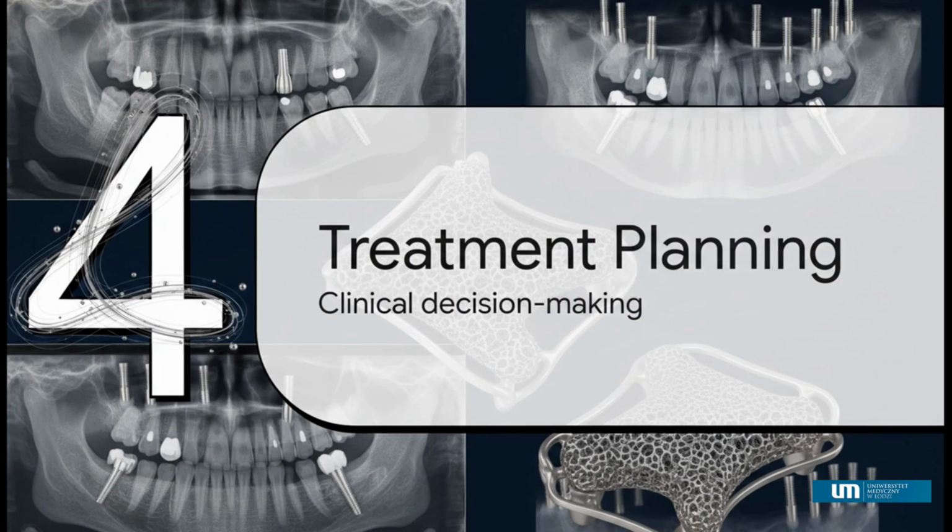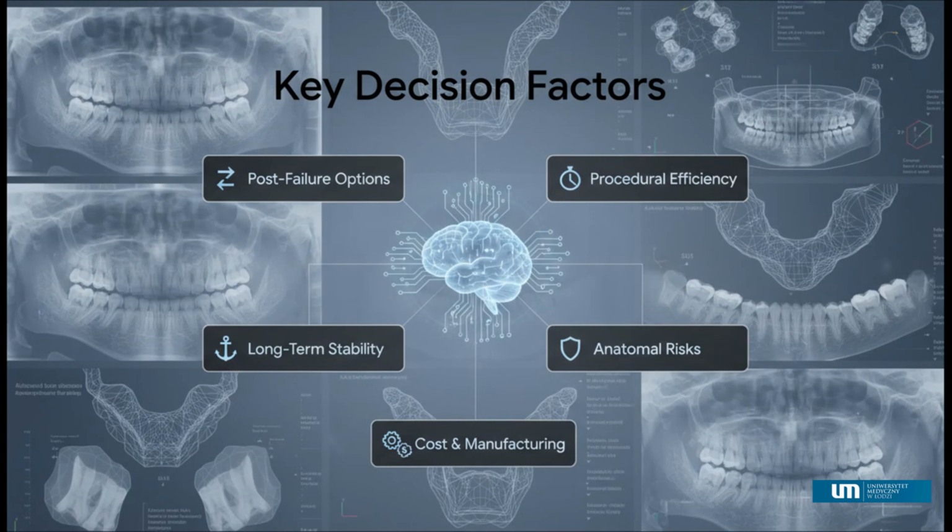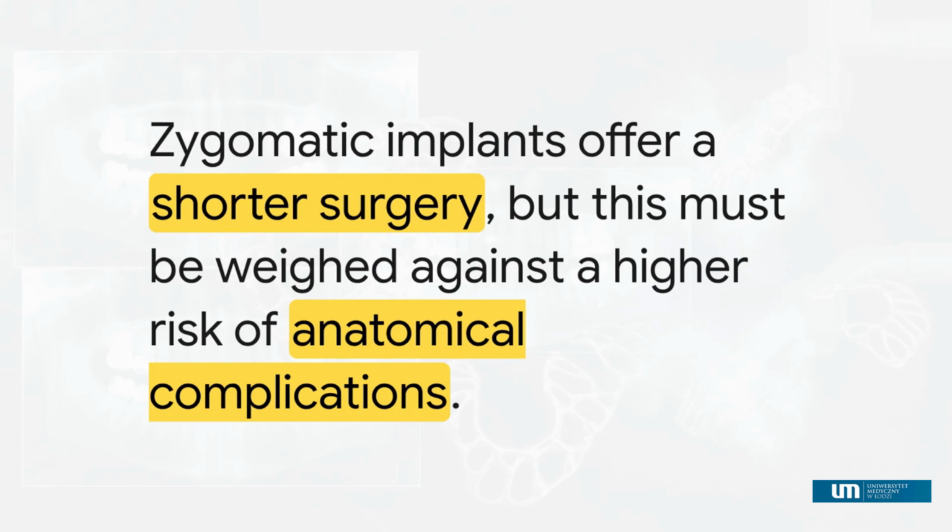So, given these really distinct clinical outcome profiles, let's explore the more nuanced factors that help a clinician select the right treatment for a specific patient. You see, the choice isn't based on a single metric. It's really a careful consideration of these 5 key factors, and each one has to be weighed according to the patient's unique anatomical situation and their long-term prosthetic goals. Zygomatic implants do offer a significantly shorter surgical time, but that procedural efficiency has to be carefully weighed against a statistically higher risk of some very specific anatomical complications involving the maxillary sinus and the orbit.